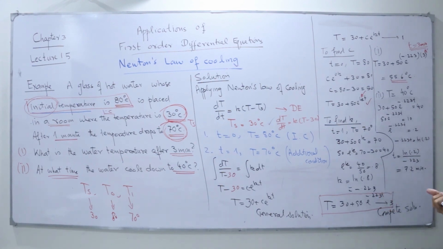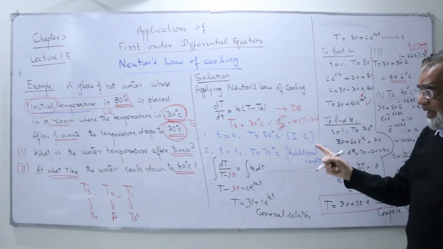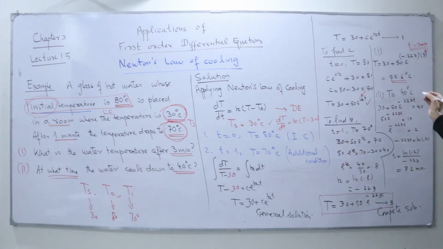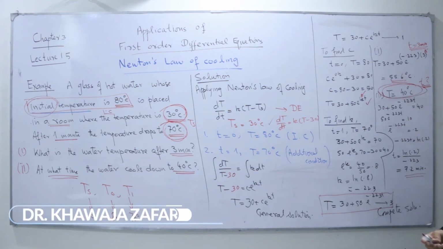The second one is to find the time when the temperature is 40. Here we are given that the temperature is 40 degrees centigrade, and we find the time for this. So we put capital T equal to 40 and solve it. We get the value of t is equal to 7.2 minutes. So this is how we can solve this problem.